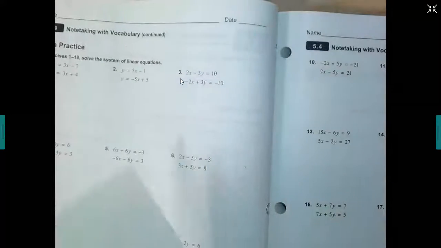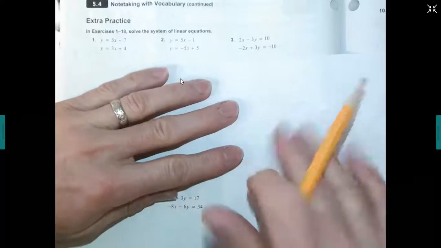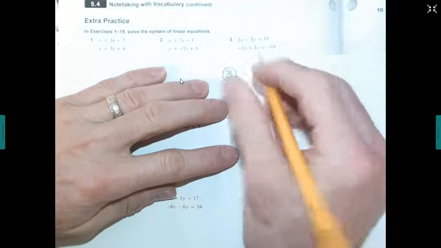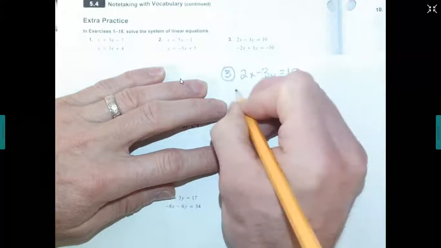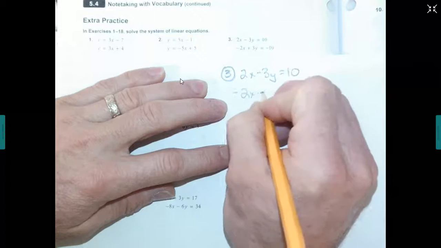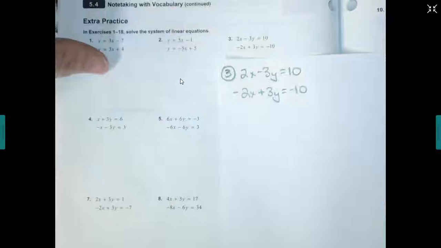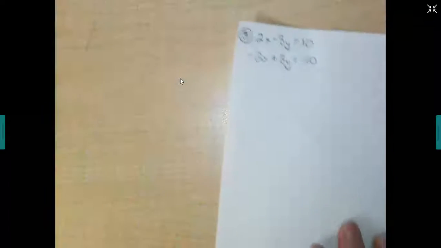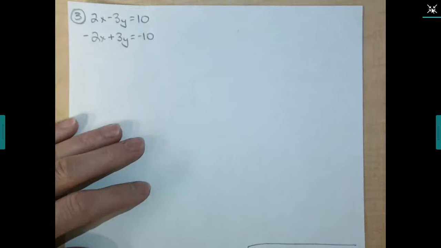Alright, now we're going to move into number 3. So here we have number 3. We have 2x minus 3y equals 10, and negative 2x plus 3y equals negative 10. So, first step, let's plug these into Desmos and see what Desmos says.